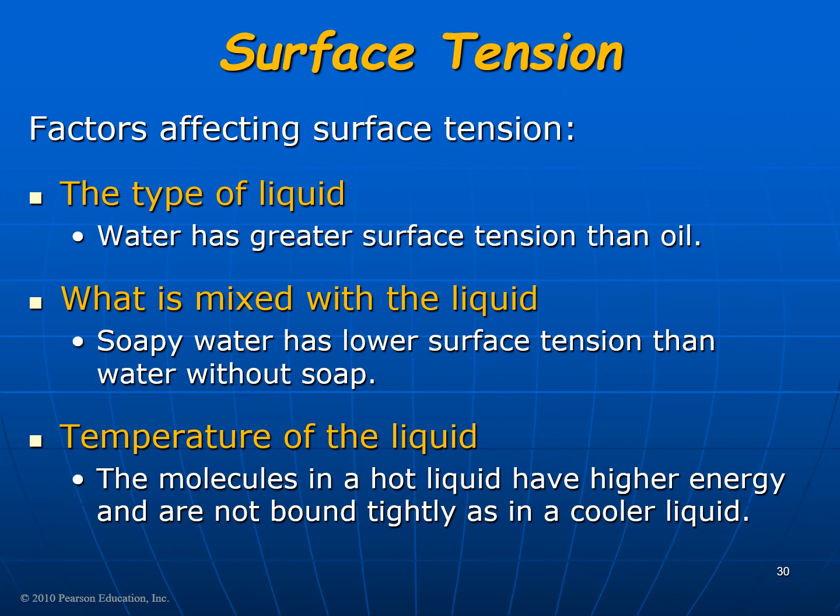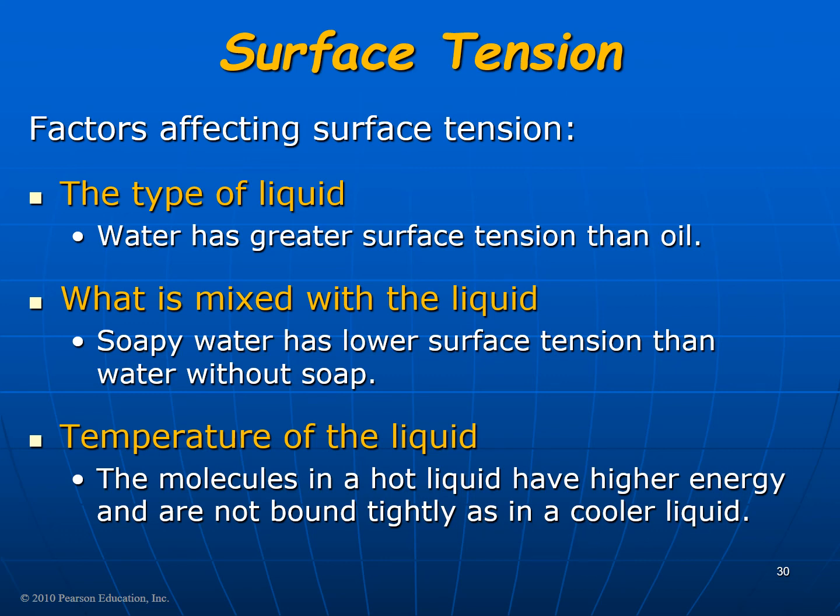So the type of the liquid will affect the surface tension, and what is mixed with the liquid will also affect the surface tension, and also the temperature of the liquid. If we heat the molecules in the liquid, then they will take the energy from the heat and vibrate, so the distance between them will become further and further. So the molecules in a hot liquid have higher energy and are not bound as tightly as in the case of the cooler liquid.